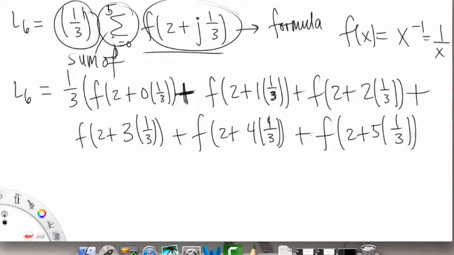I think I have enough parentheses there. Just kidding, I need one more. There we go. So this is what we have, and now we can add all of these numbers inside and see what we get.